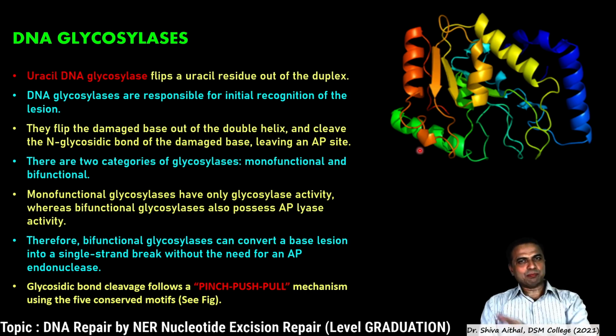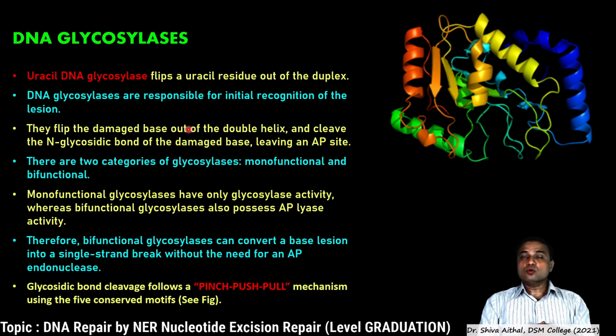So in a 3-step process, this uracil DNA glycosylase functions, and DNA glycosylases are responsible for the initial recognition of the lesion. Then they flip the damaged base out of the double helix and they cleave the N-glycosidic bond of the damaged base. Now what does this result in? This results in an AP site. An AP site can be a apurinic site or an apyrimidinic site.